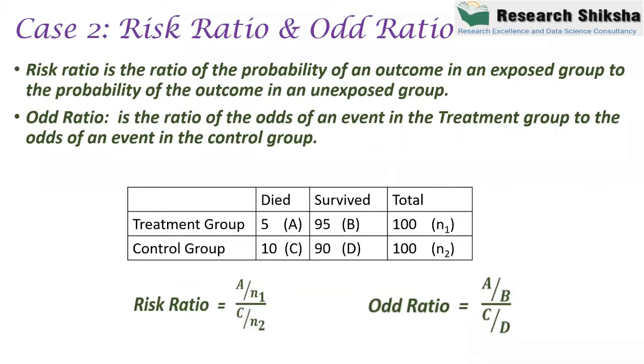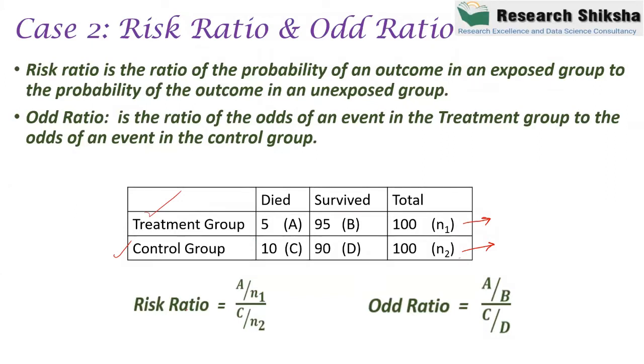This A, B, C, D is a standardized notation. We always keep these values A, B, C, D because all the calculations and all the formulas are with respect to A, B, C, D, N1, N2. N1 is always the number of patients in the treatment group, and N2 is always the number of patients in the control group. So all these values, A, B, C, D, N1, N2, are fixed. Now from these values, we can calculate the risk ratio and the odds ratio.